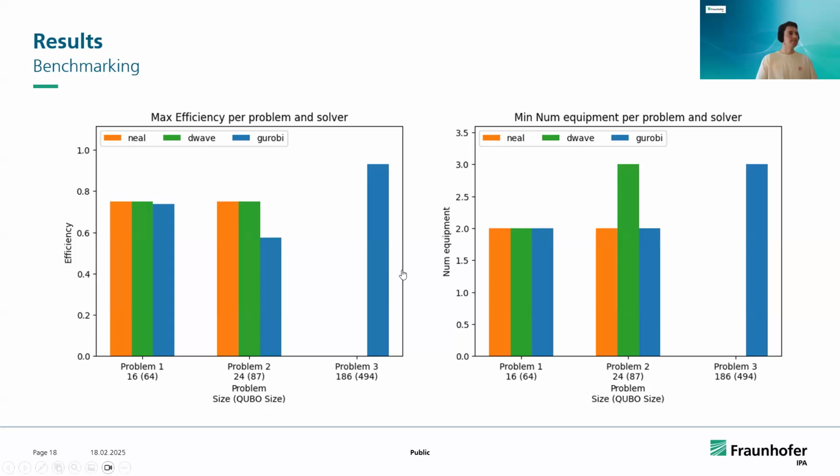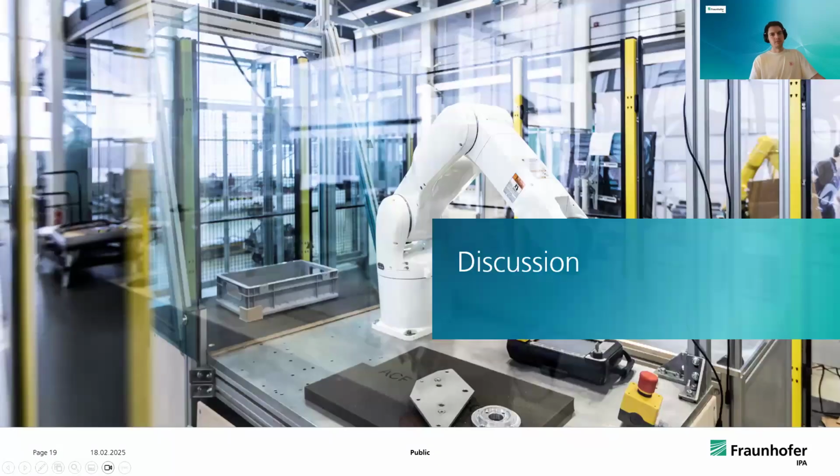And then the amount of equipment per problem and solver. So the amount of bought equipment, again, in problem 1, we match the results of the classical solvers, and then in problem 2 already we struggle with the quantum annealing. So what do we take from this? What are our take-home points?